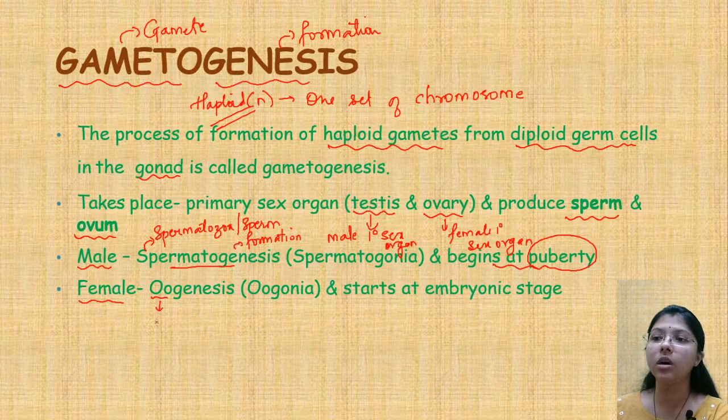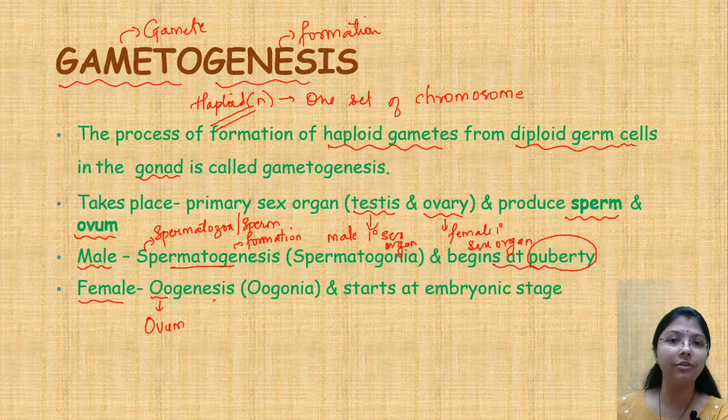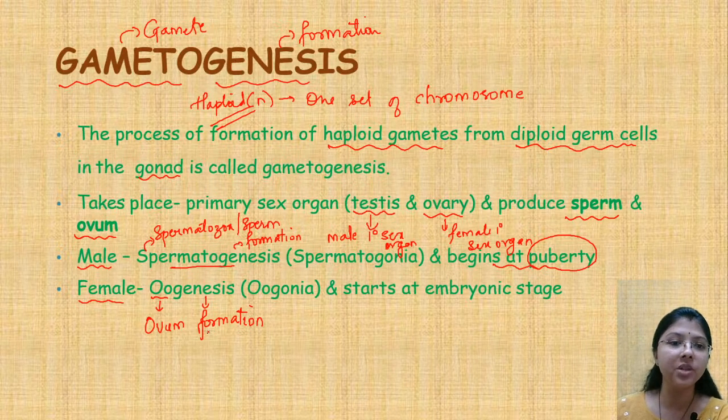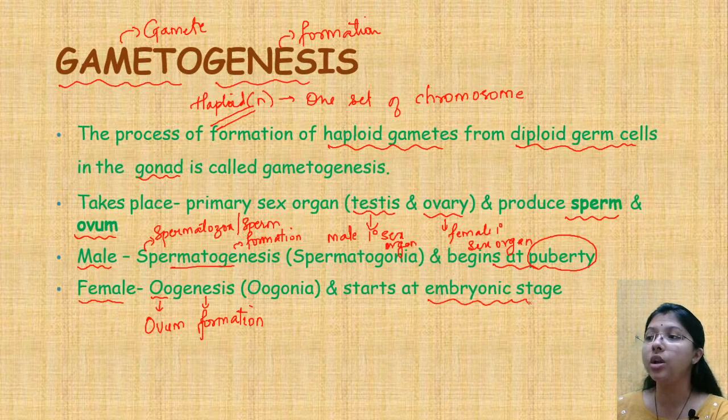Again, here the O term comes from the ovum or the female gamete, and genesis means formation. So what is happening here? The ovum is being formed, and so that process is called oogenesis. And the process is going to start at the embryonic stage.